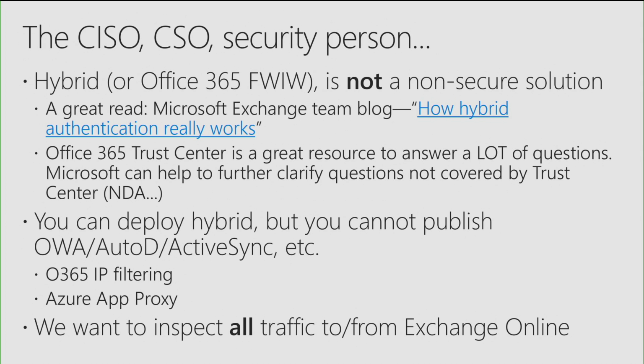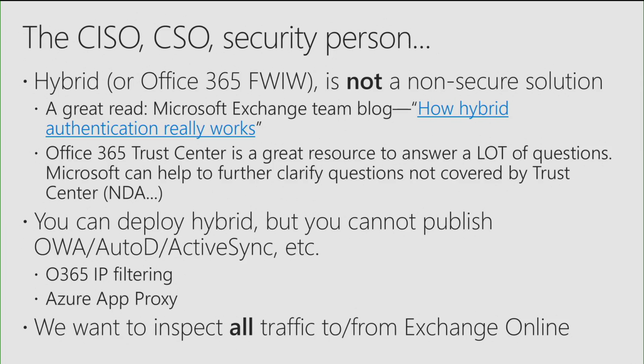Oftentimes, security groups will say, yes, it's okay to deploy hybrid, but you can't publish OA, AutoDiscover, ActiveSync, et cetera, on the internet. Well, you do need to publish some endpoints on the internet or in a location that Office 365 can reach out to in order to actually maintain this rich coexistence or this collaboration between the on-premises organization and Exchange Online. There are ways to do this where you're mitigating the risk of actually exposing those endpoints to Office 365. One of those is to use Office 365 IP filtering.